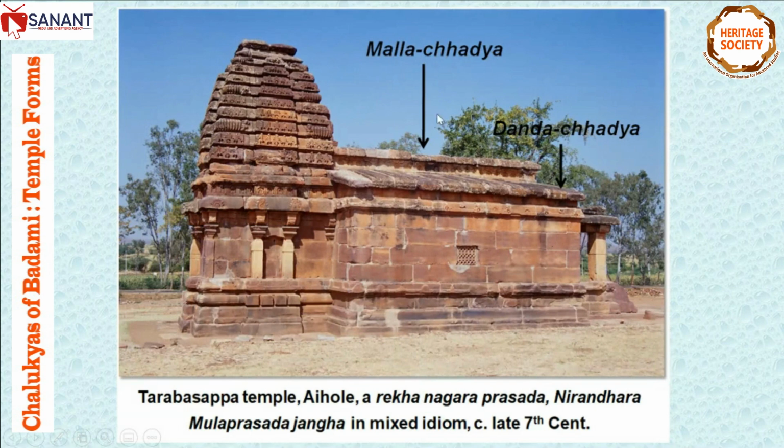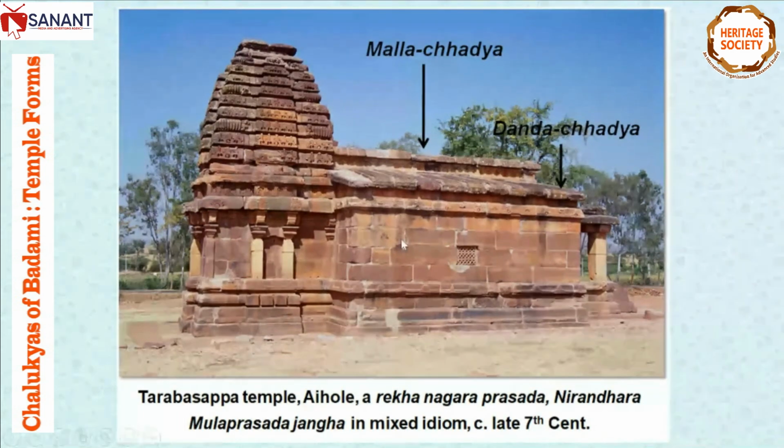So there are roof types which I have to mention. We have to mention this Mallachadya is a flat roof, you can see here, and Dandachadya is a sloping roof. This is a very common feature in Chalukyan temples, use of Mallachadya and Dandachadya. And in this case, this is the Taravappa temple from Aihole.